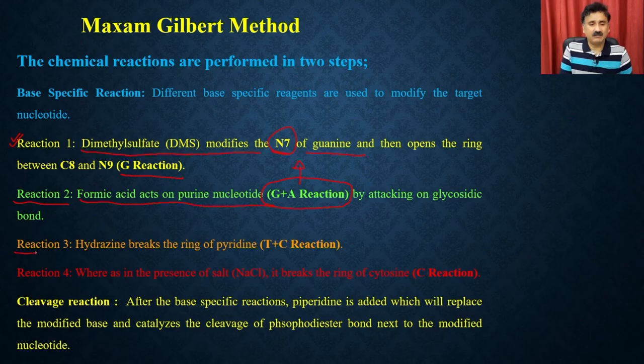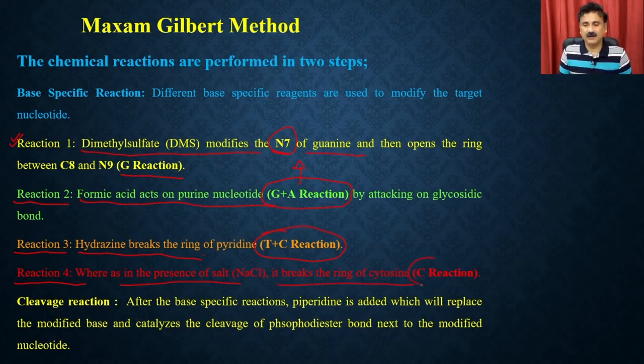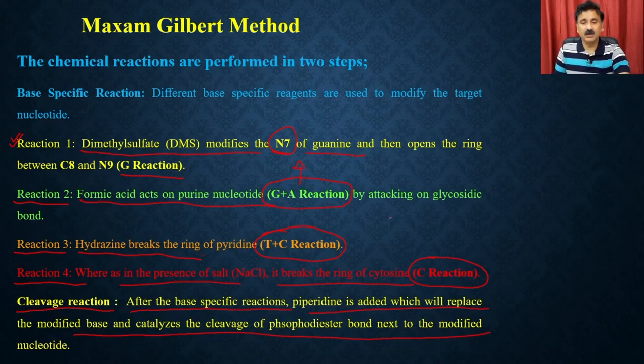Similarly, in reaction number three, you use hydrazine, which breaks the pyrimidines, and that's why it is called the T plus C reaction. Then in reaction four, in the presence of the salt NaCl, it breaks the ring of the cytosine, and that's why it is called the C reaction. After that, you have to do the cleavage reaction. After the base-specific reactions, piperidine is added, which replaces the modified bases and catalyzes the cleavage of the phosphodiester bond next to the modified bases, and that's how it gives you the fragments.